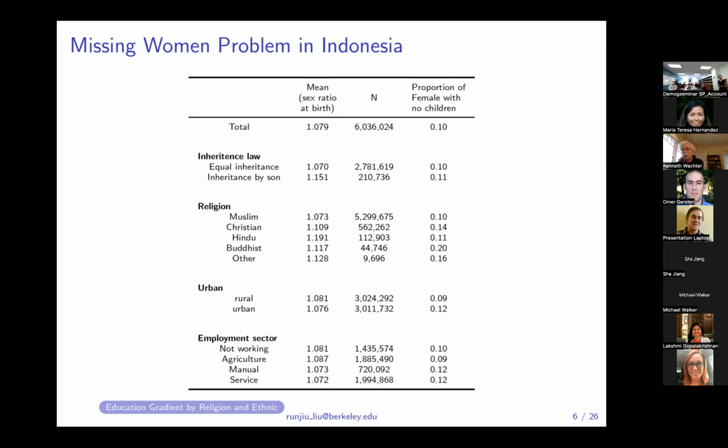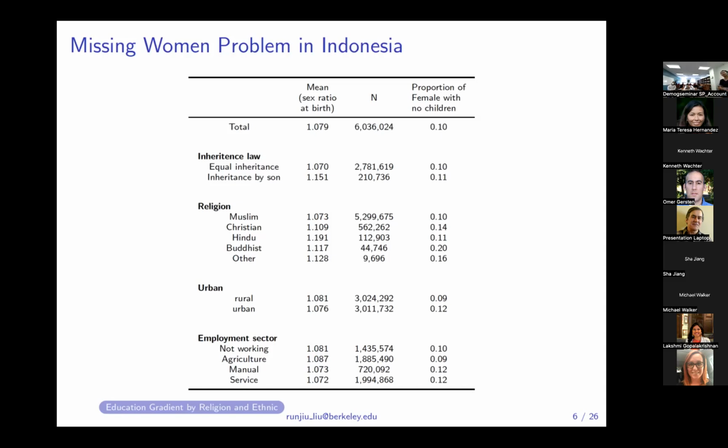The sex ratio for Indonesia at the mean level is 1.08, much better compared to India's 1.13 and China's 1.2. However, there's great heterogeneity across ethnic groups and religion. Based on the inheritance law implied by the ethnic group, the inheritance-by-son group has a significantly higher sex ratio. And for religion as well, we see that the Hindu group has a sex ratio of 1.2, which is very close to the China level.